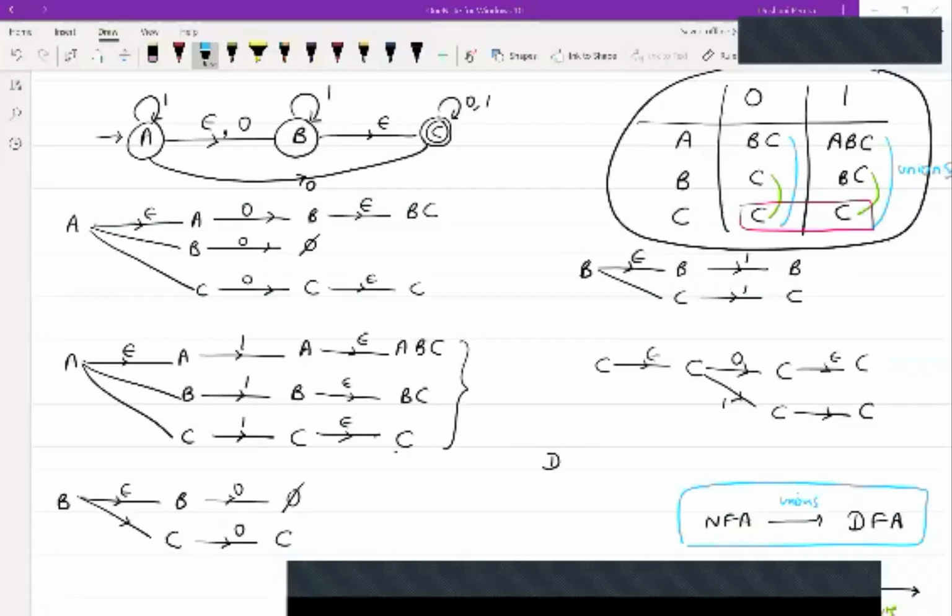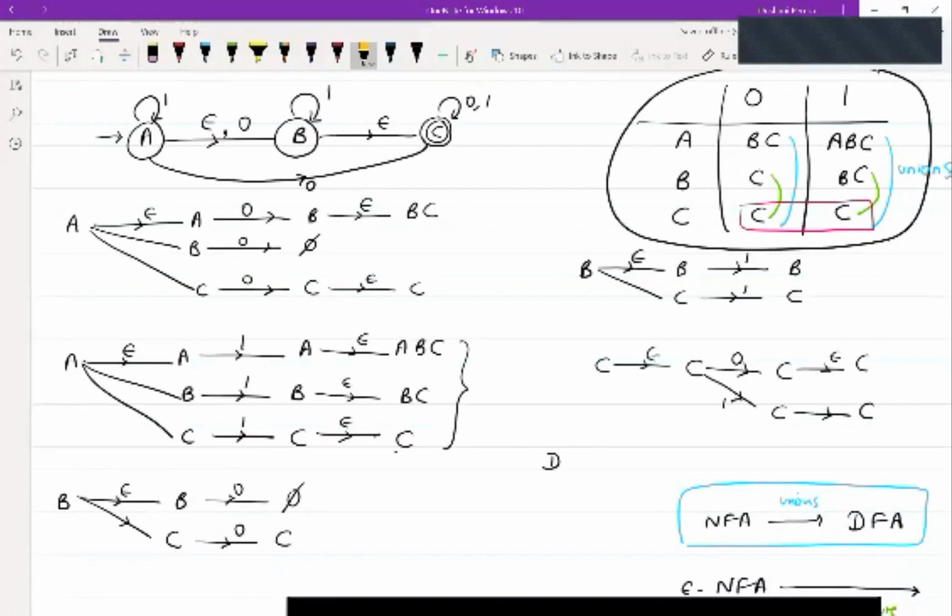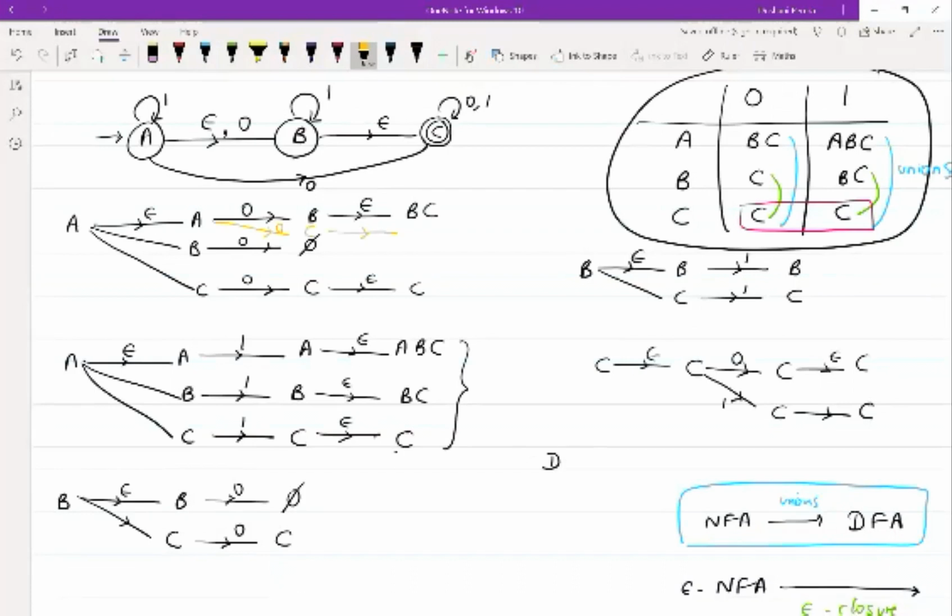In the chat, someone has commented, and yeah, that's true. A will go to C upon seeing a 0. So here we have to show this as well. Upon seeing 0, it will go to C. The epsilon closure of C is C itself, so that also should come there. The table doesn't change because anyway the union of these is BC. However, that part should also be there in this.